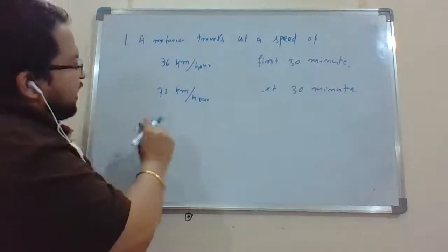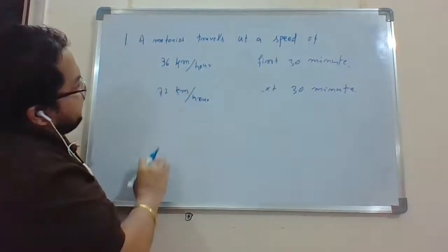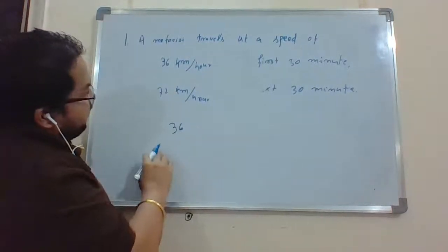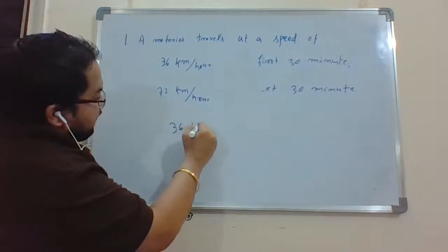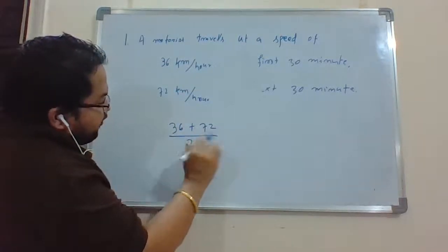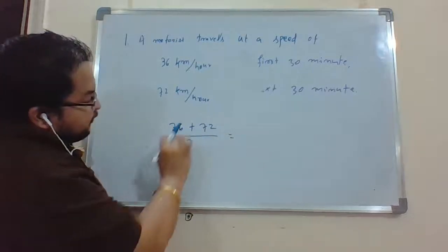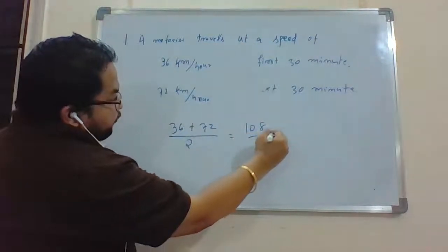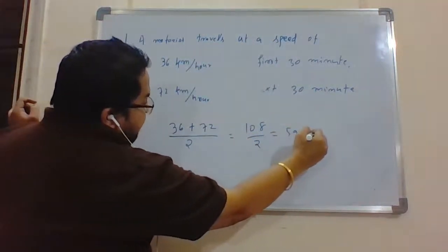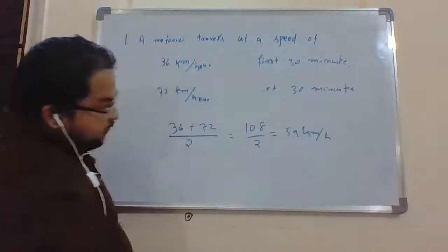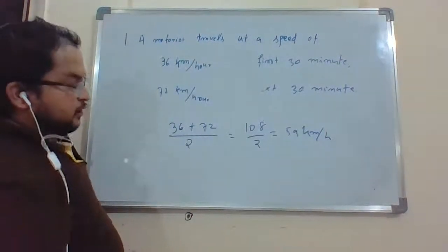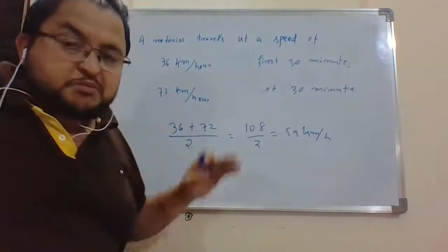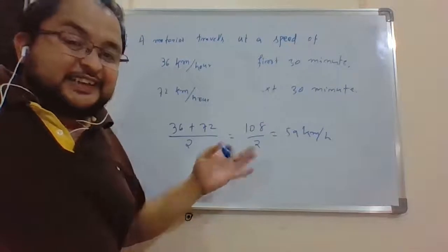So can I do that: first 30 minutes, 36, next 30 minutes, 72, 36 plus 72 by 2 directly, whatever comes as the answer, right? So 6 plus 2 is 8, 7 plus 3 is 10, 108 by 2, that is nothing but 54 kilometer per hour, right? Can I always use this as the answer? Probably not. Let us see the reason behind this.